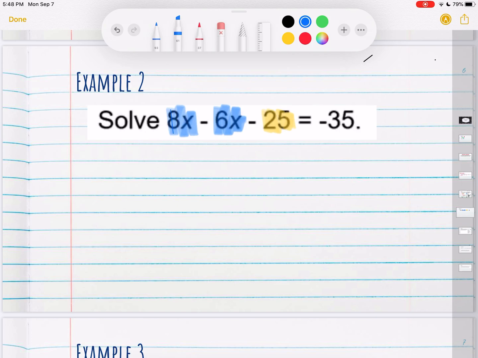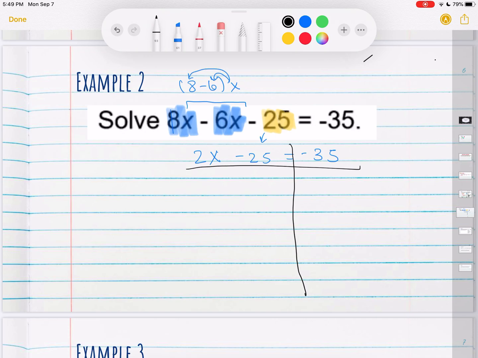So 8x minus 6x, that is 2x. Now, there's multiple ways to know that 8x minus 6x is 2x. One way is you can use the distributive property and rewrite 8x minus 6x as 8 minus 6 times x. And again, you can distribute that x in to verify that it equals this thing right here. I'm now going to drop down that minus 25, and that equals -35. I'm going to make my t-chart, and I'm going to solve.